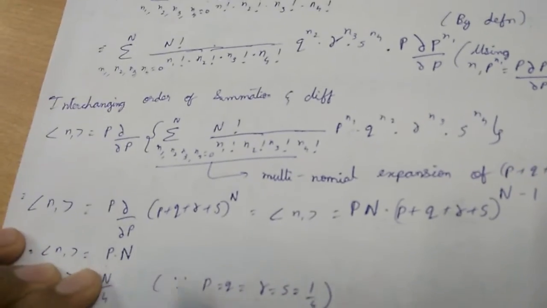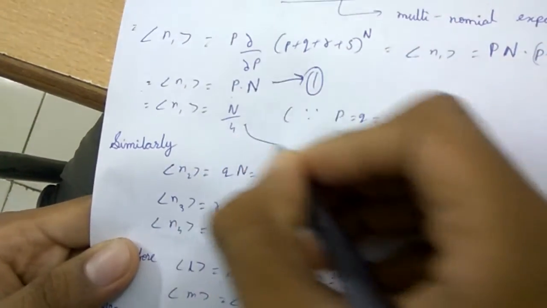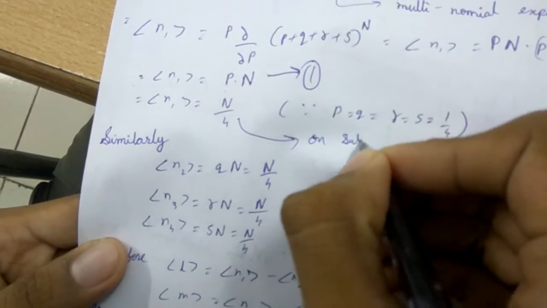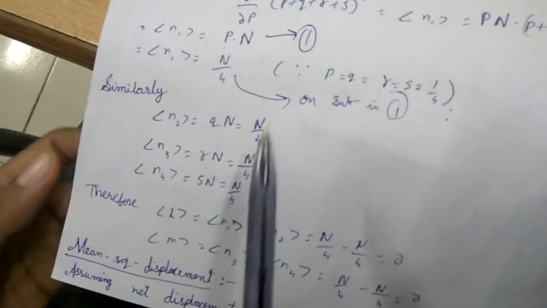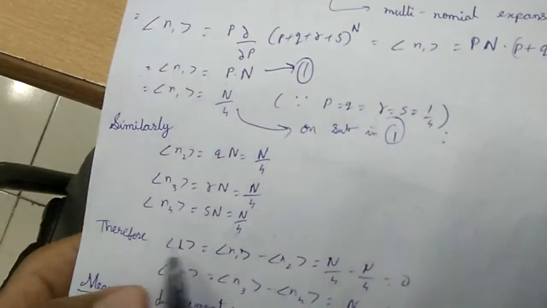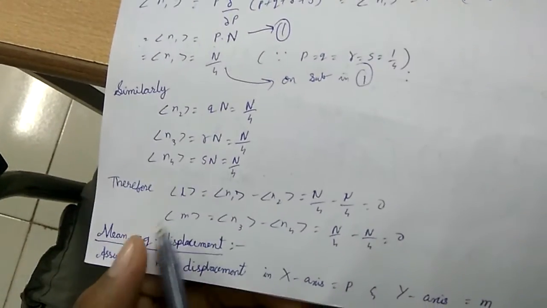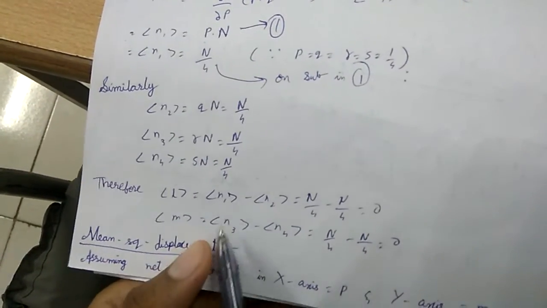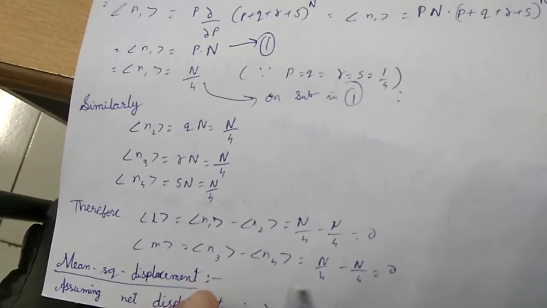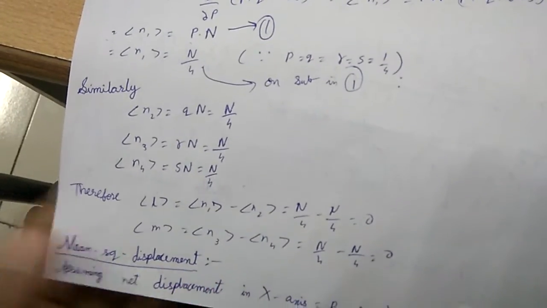So we assumed initially that p equal to q equal to r equal to s equal to 1 by 4. We just substitute in this equation. Similarly n2, n3 and n4 all are equal to n by 4. Now the average L is equal to n by 4 minus n by 4, which is equal to 0. Similarly M, the displacement on the y-axis, is also 0 because the average n3 minus the average n4 is equal to n by 4 minus n by 4 is equal to 0.